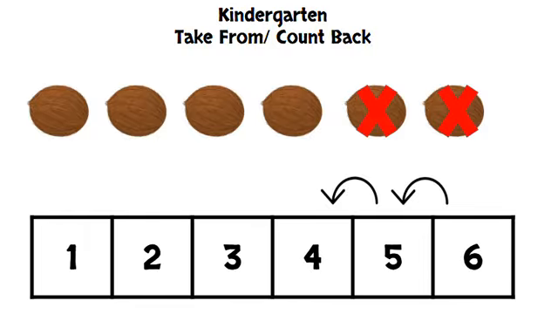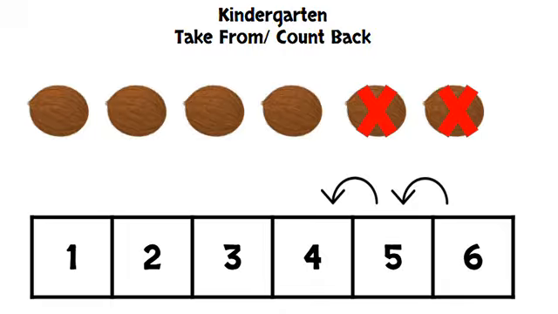So in kindergarten, the 2 main strategies that they learned are take from and count back. You'll see at the top, we're sticking in the theme of Survivor here. So I put 6 coconuts. We have 6 coconuts here, right? And then if we want to take from, it really is just taking away.